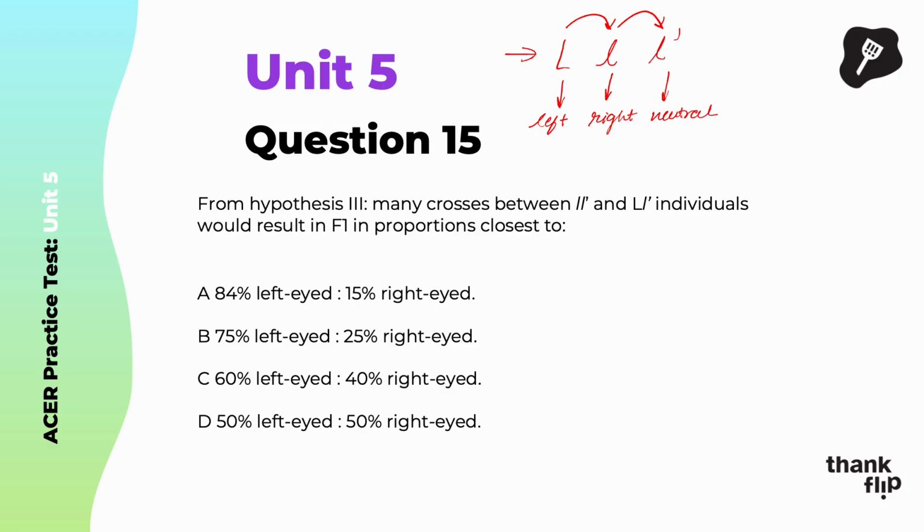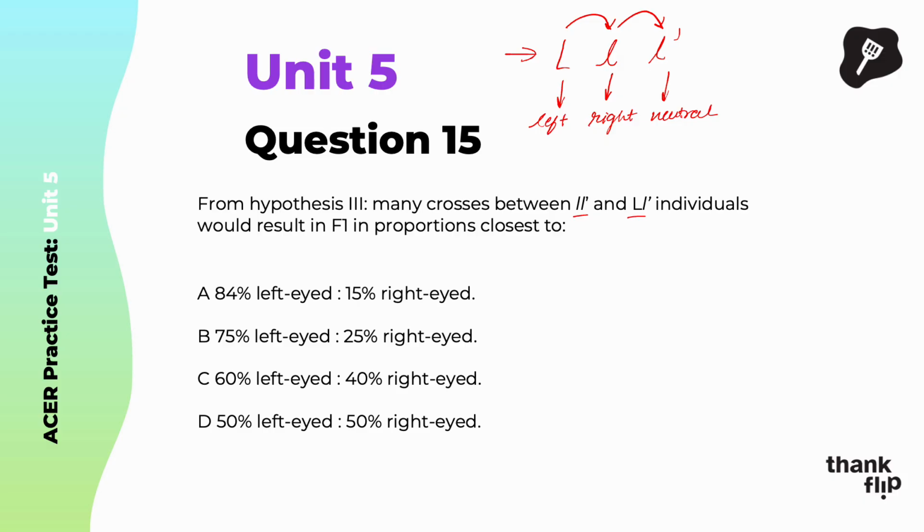And the question is asking us, many crosses between this and this individual would result in what proportion of F1 individuals. The reason they say many crosses is because, for example, you might have a 50% chance of your child having blonde hair versus brunette hair. That could be the statistical, genetic prediction. However, there is still a chance that all of your children end up with blonde hair. Probability doesn't always equal what is actually going to happen, especially in small numbers.